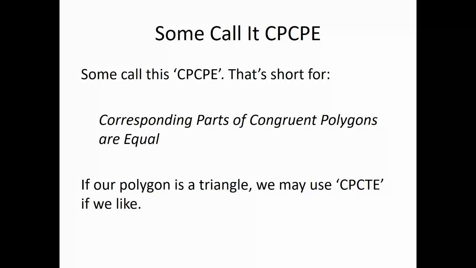And this is a very common move that we will make in our proofs. It's so common that it would be good to have an abbreviation for this, and we do. It's CPCPE, which is short for corresponding parts of congruent polygons are equal. And that's really just a short statement of the definition of polygon congruence. Now, very often in the case of triangles, we will use CPCTE instead. Notice the T. And that, of course, stands for corresponding parts of congruent triangles are equal.